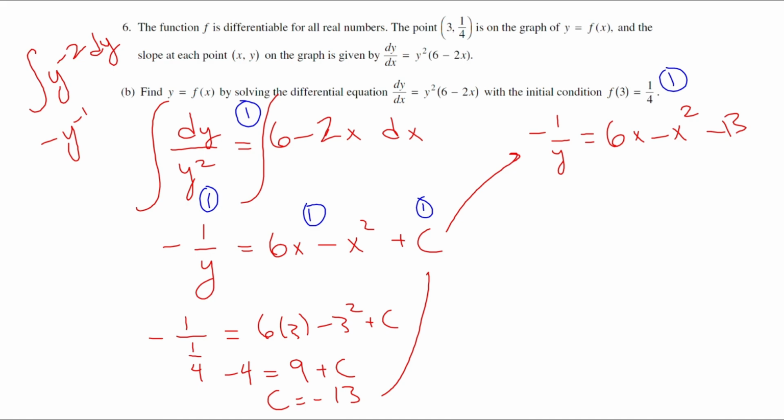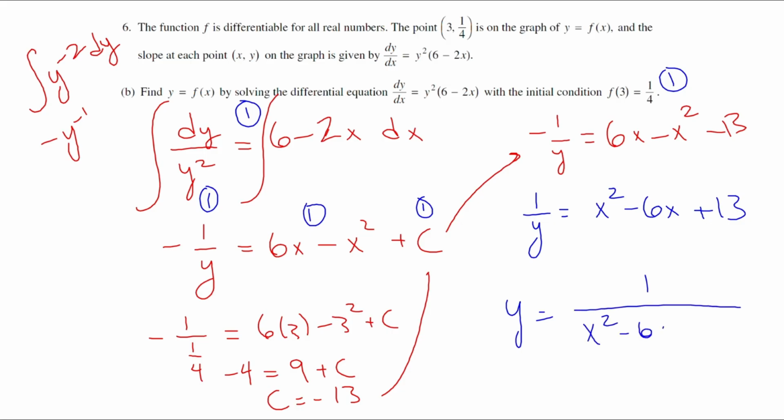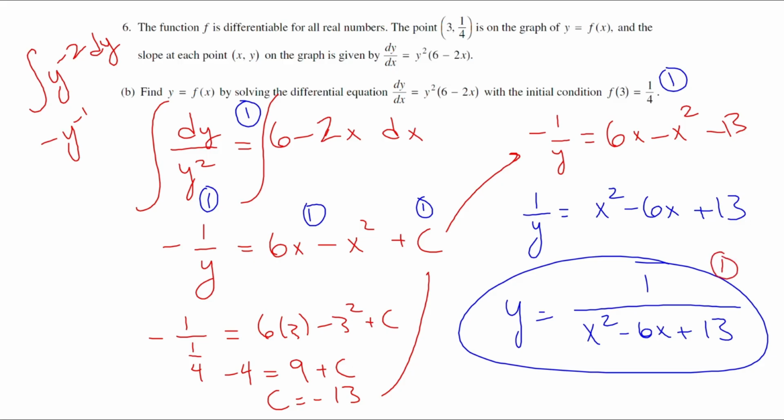So first I'll just multiply everything by a negative 1. So I'm going to have 1 over y equals, that's going to give me a positive x squared, a negative 6x, and a positive 13. And then we'll just take a reciprocal, giving us y equals 1 over x squared minus 6x plus 13. That's your 6th point for part B.